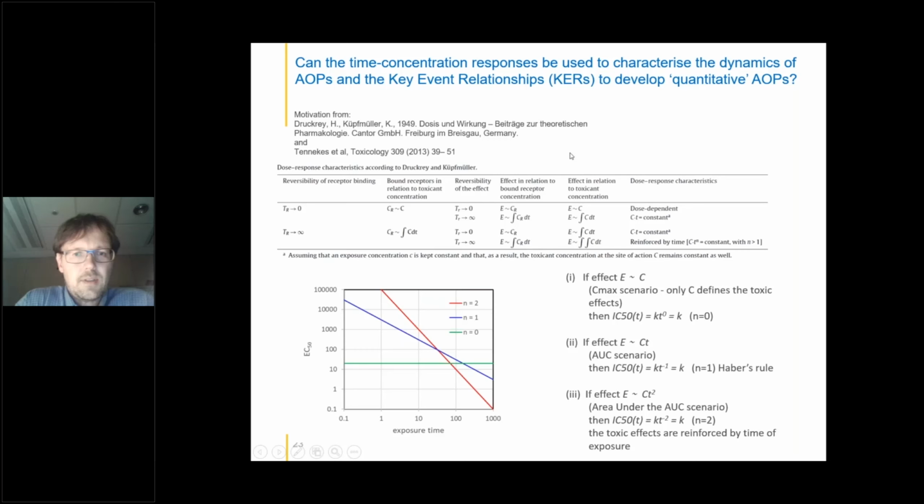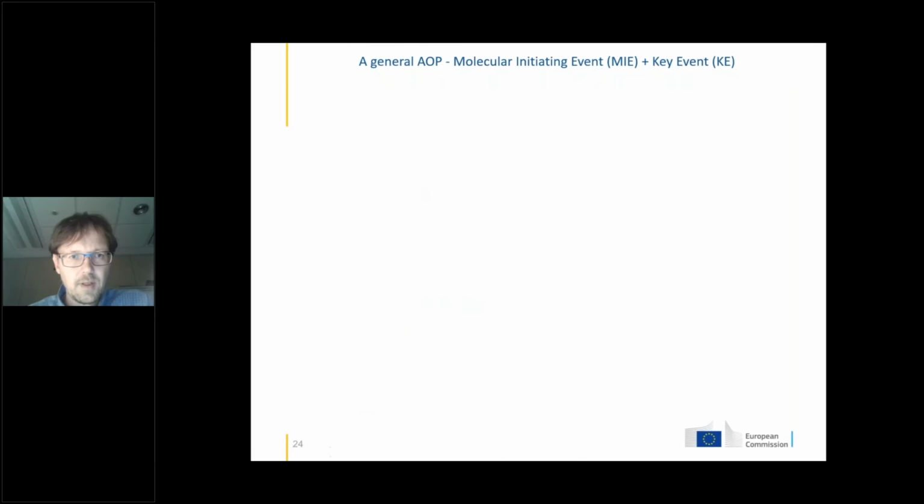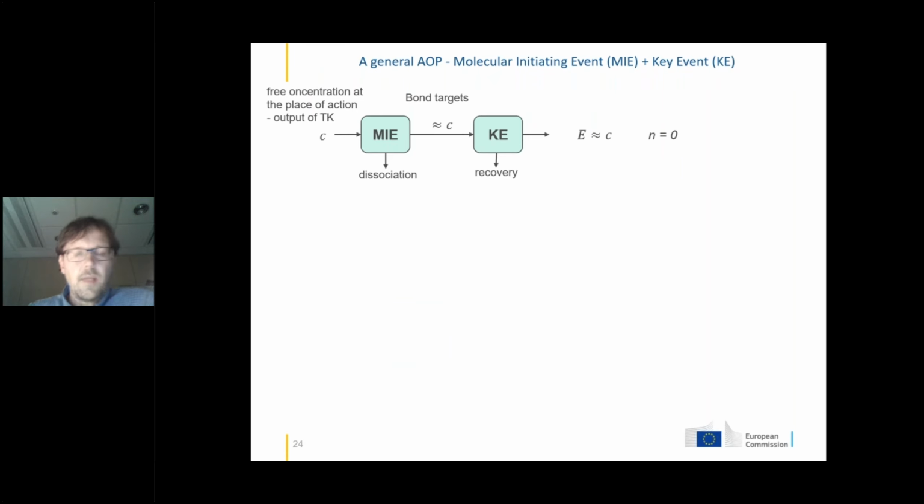So this is the way how they were thinking what is behind these different shapes, and they supposed quite a simple system, which they described by certain terms, but I prepared an updated version which is based on the AOP terminology. So they suppose a very simple AOP, which consists only of 2 events. The first one is the molecular initiating event, and then one key event.